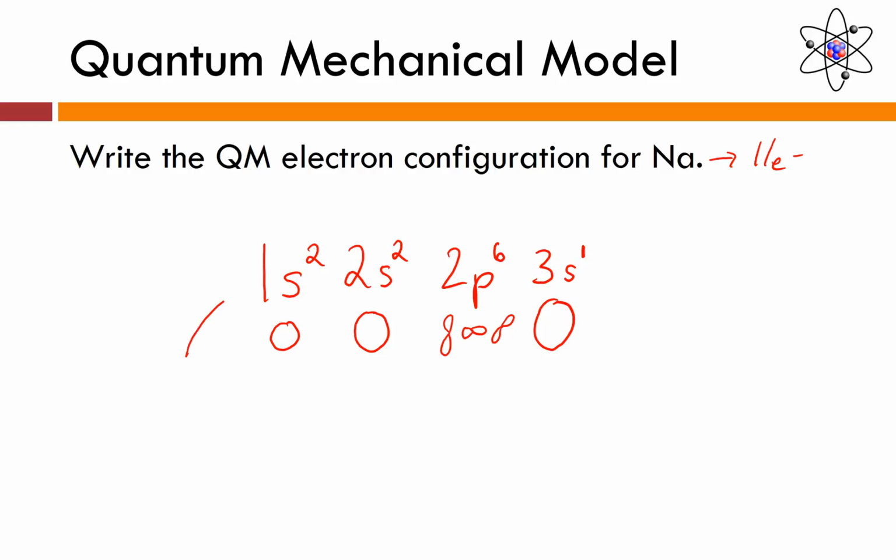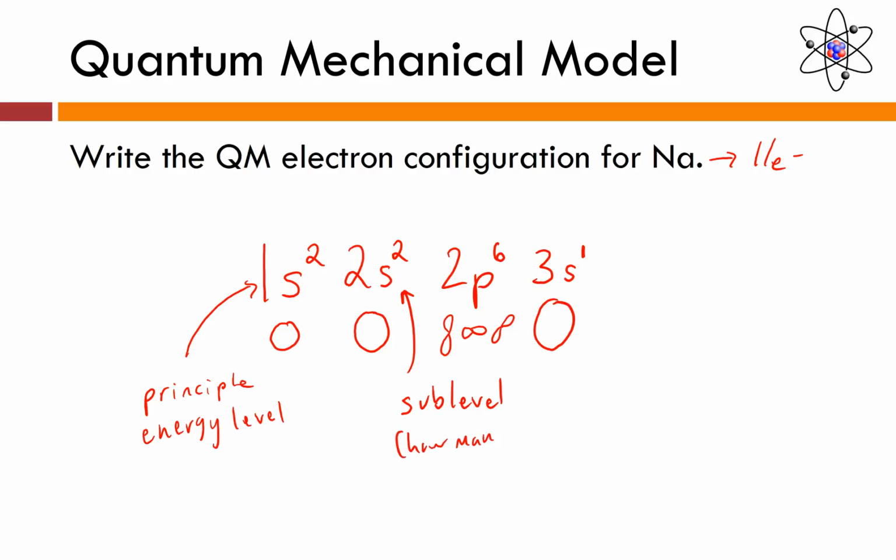So just to remind you, that coefficient is our principal energy level. The s's and p's tell us the sublevel that the electrons are in, and that's going to give us some insight into how many electrons can fit. For example, the s can hold 2, the p can hold a total of 6, d's can hold 10, and the f sublevel can hold 14.